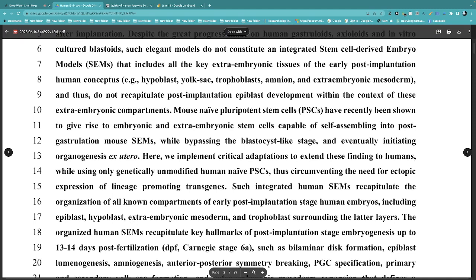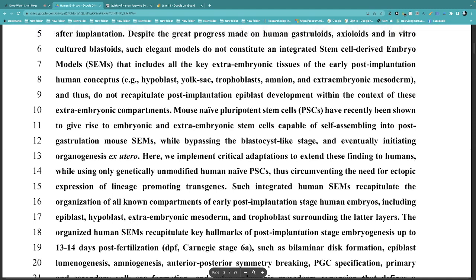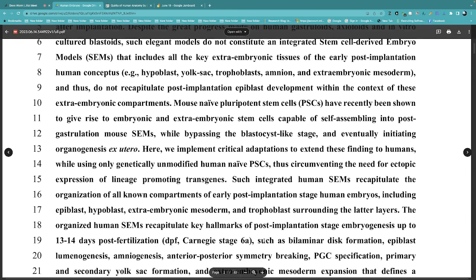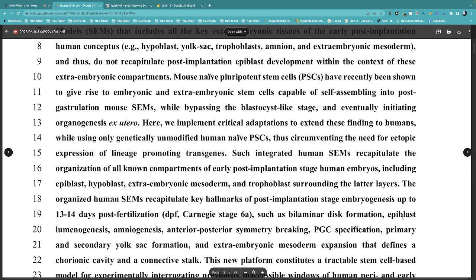The organized human SEMs recapitulate key hallmarks of post-implantation stage embryogenesis up to 13 to 14 days post-fertilization, such as bilaminar disc formation, epiblast lumenogenesis, angiogenesis.